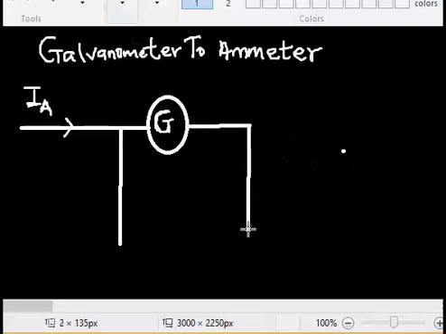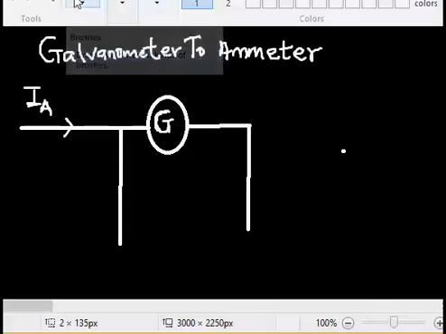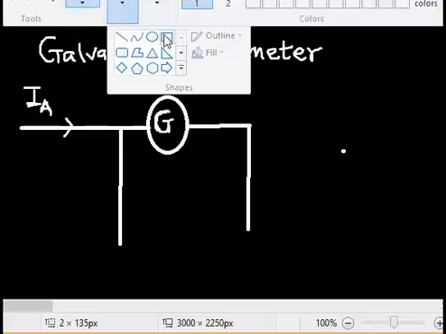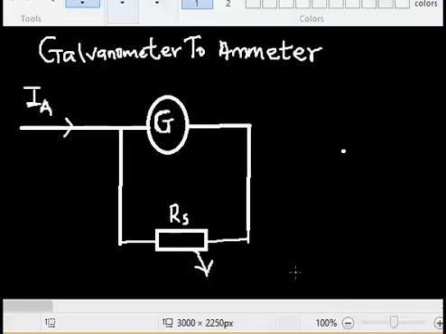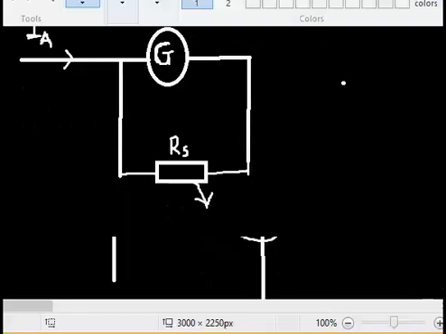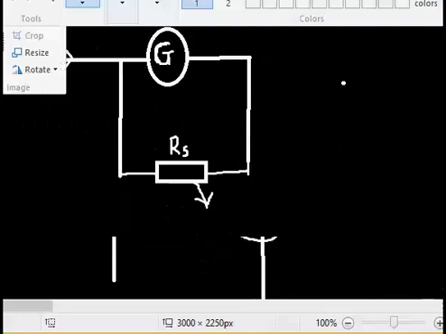Now I will have to divert it, so that the excess current that would have burned this galvanometer will now be introduced to a resistor that is known as a shunt resistor. All right, a resistor known as shunt resistor. I call it RX.